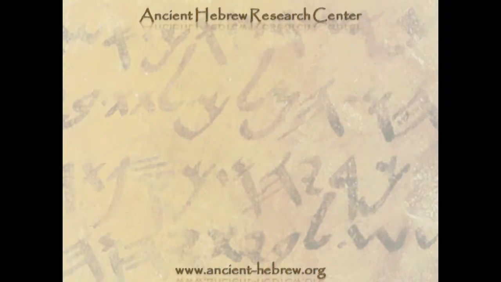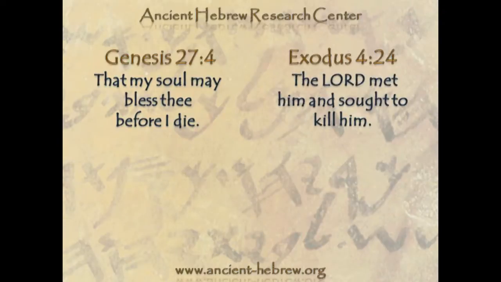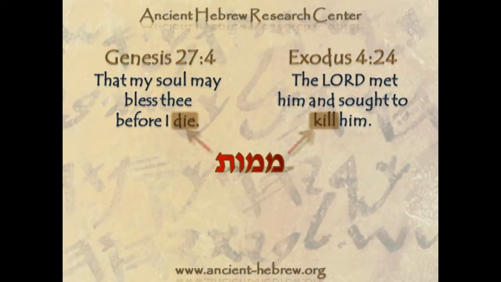In Genesis 27 verse 4 we have, "that my soul may bless thee before I die." In Exodus 4 verse 24 we have, "Yahweh met him and sought to kill him." Now we have two different verbs in these two verses. We have die and we have kill. However, in the Hebrew, it's the same verb, mamot.